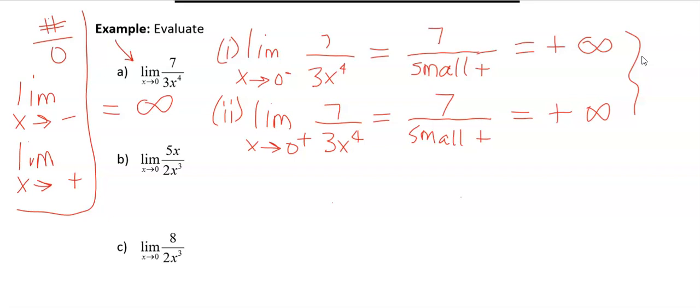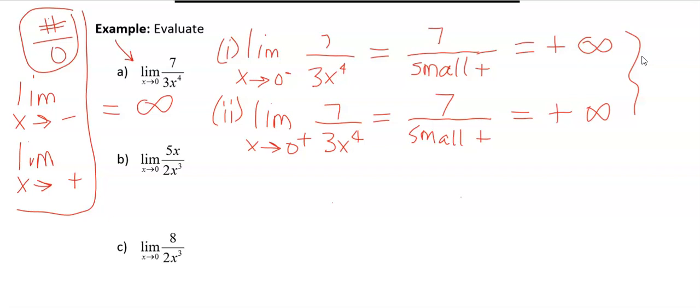So let me stress that again: if you end up with some kind of a number, any non-zero number over 0, this is the technique that you have to use. All right, limit from the left and the limit from the right. It's the only time that you algebraically have to work out both limits like that.